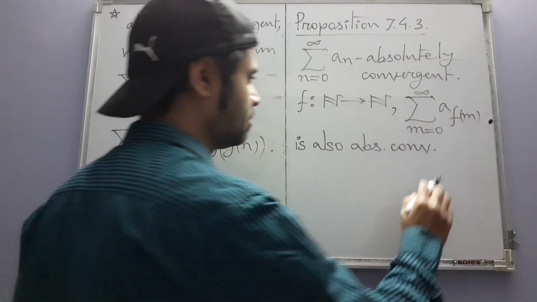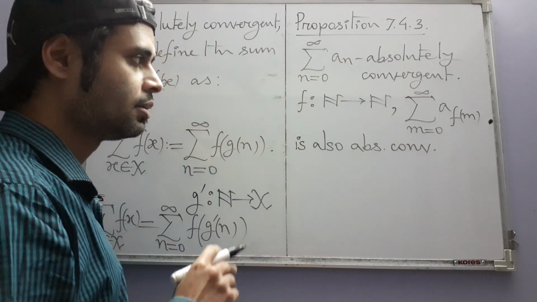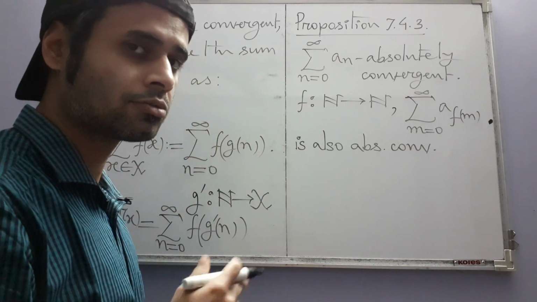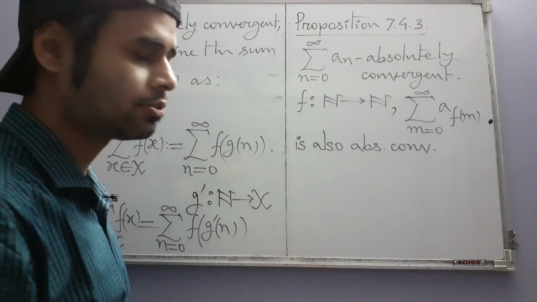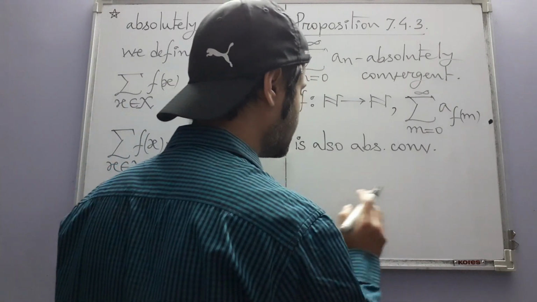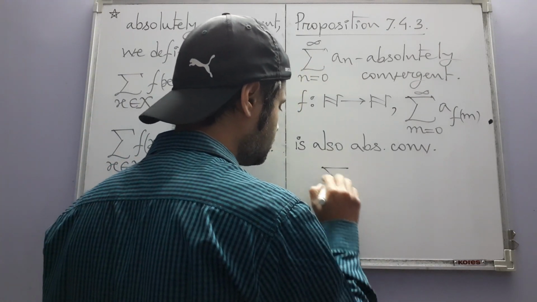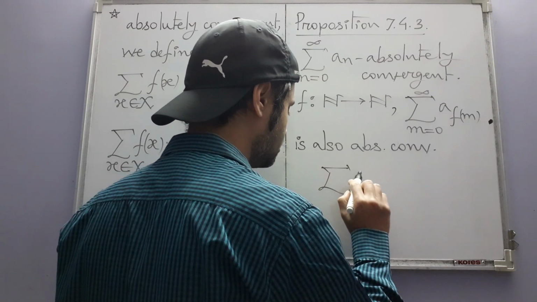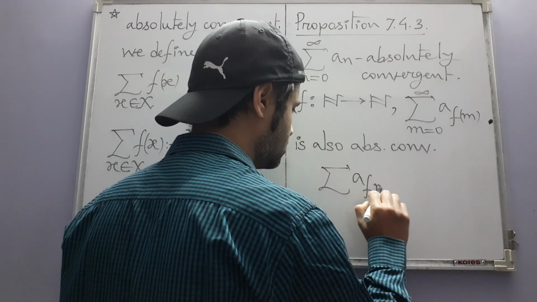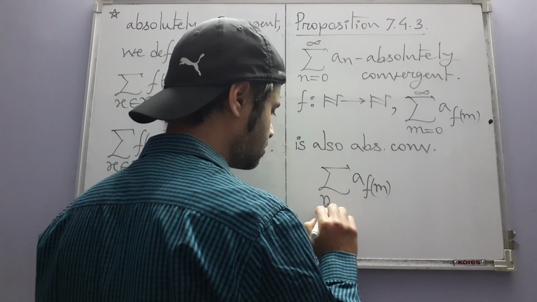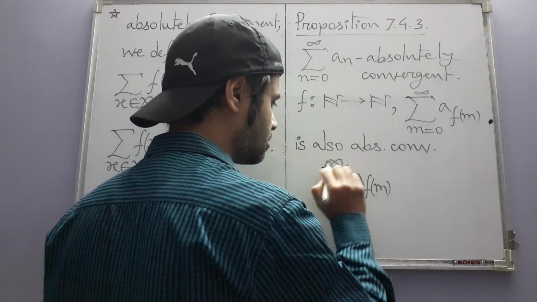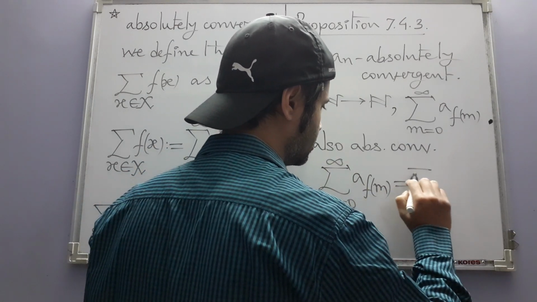And because it is absolutely convergent, it will also be convergent. Convergence is the consequence of absolute convergence. And then what is its sum? It turns out that the sum of this modified series is equal to the sum of the original series.